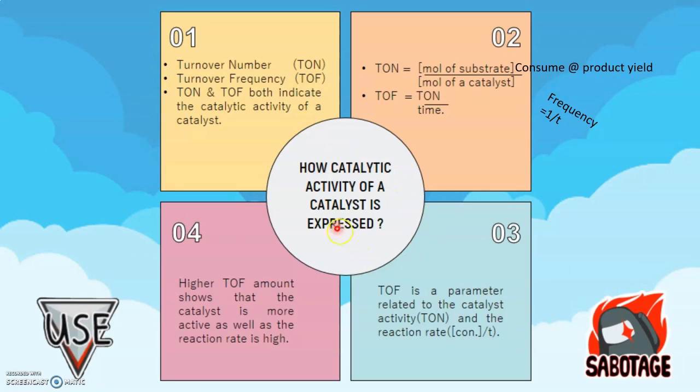Now, how is the catalytic activity of a catalyst expressed? It is expressed in two terms, which are turnover number, or TON, and turnover frequency, or TOF. TON is equal to the moles of substrate consumed or moles of product yielded over the moles of catalyst, while TOF is equal to the TON over time. In other words, TOF is a parameter related to the catalyst, which is the TON, and the reaction rate, which involves time. You can see here that the higher the value of TOF, the higher the reaction rate of the catalyst.